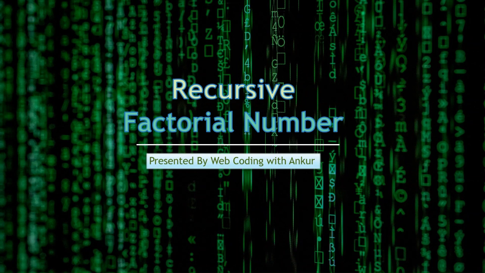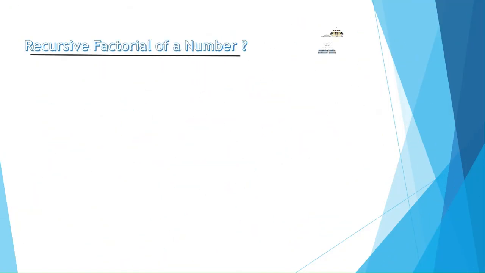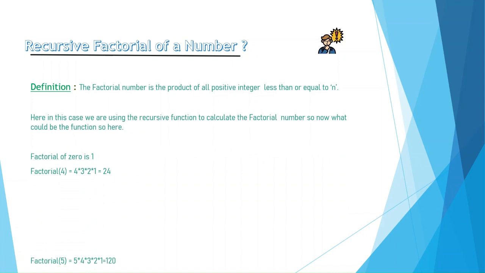Now let's talk about recursion. Recursion is a process where a function calls itself directly or indirectly. It is a powerful concept that allows us to solve complex problems by breaking them down into smaller subproblems. Let's start solving the recursive factorial of a number.